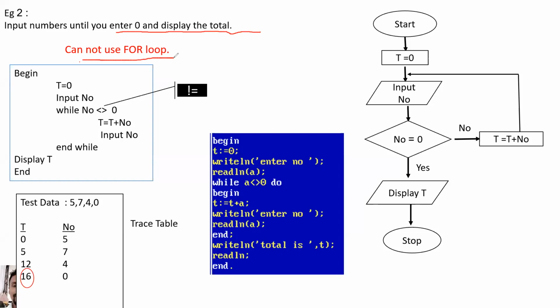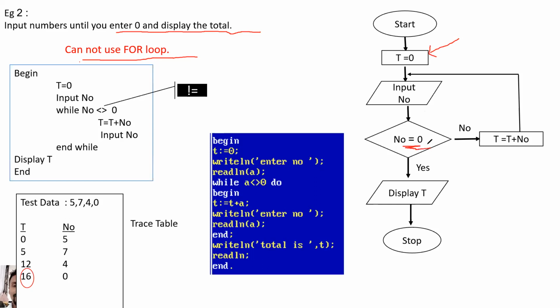Now look at the flowchart. Start. I have taken a variable t equals 0. This is my total. Then I am taking a number, input number. Then I am checking n equals 0.